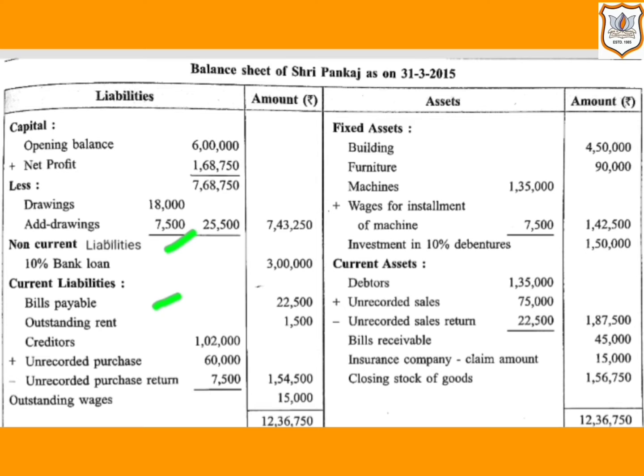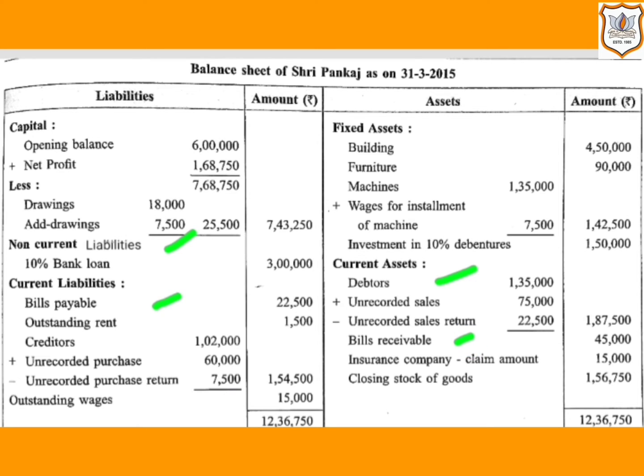Then we have debtors. Debtor is a current asset. We will show it in the asset side of the balance sheet. In the inner column, amount is rupees 1,35,000. We have related adjustment, so we will show it in the inner column. Then bills receivable is there. Amount is rupees 45,000. It is a current asset. We will record it on the asset side of the balance sheet.